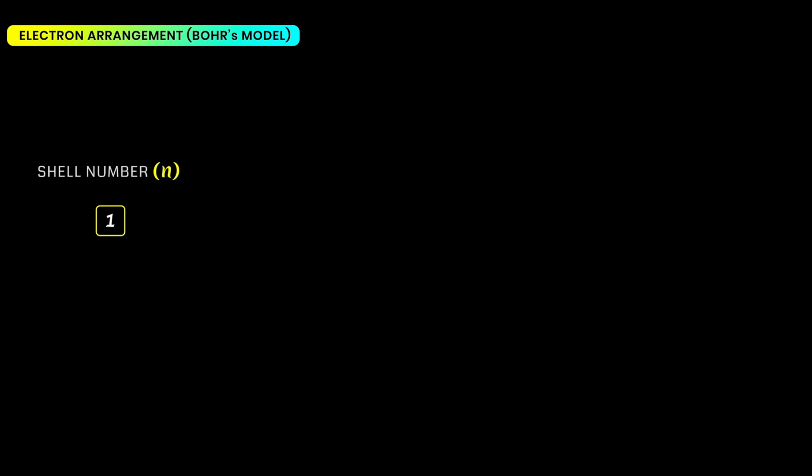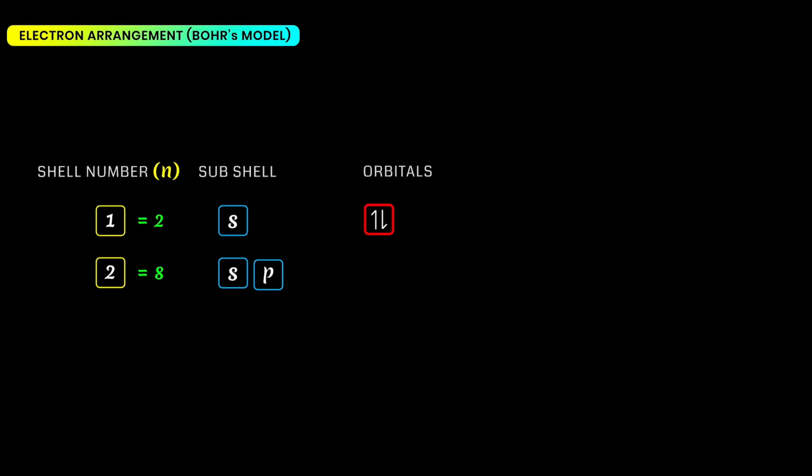Now let's compare this with Bohr's model of electronic configuration. According to Bohr, the first orbit can hold up to 2 electrons. In the quantum model, the first shell has only the S subshell, which has 1 orbital. So it can hold 2 electrons. The second orbit can hold 8 electrons. In the quantum model, the second shell has 2 subshells, S and P. The S subshell has 1 orbital, and the P subshell has 3 orbitals. Since each orbital can hold 2 electrons, the total number of electrons in the second shell is 8.